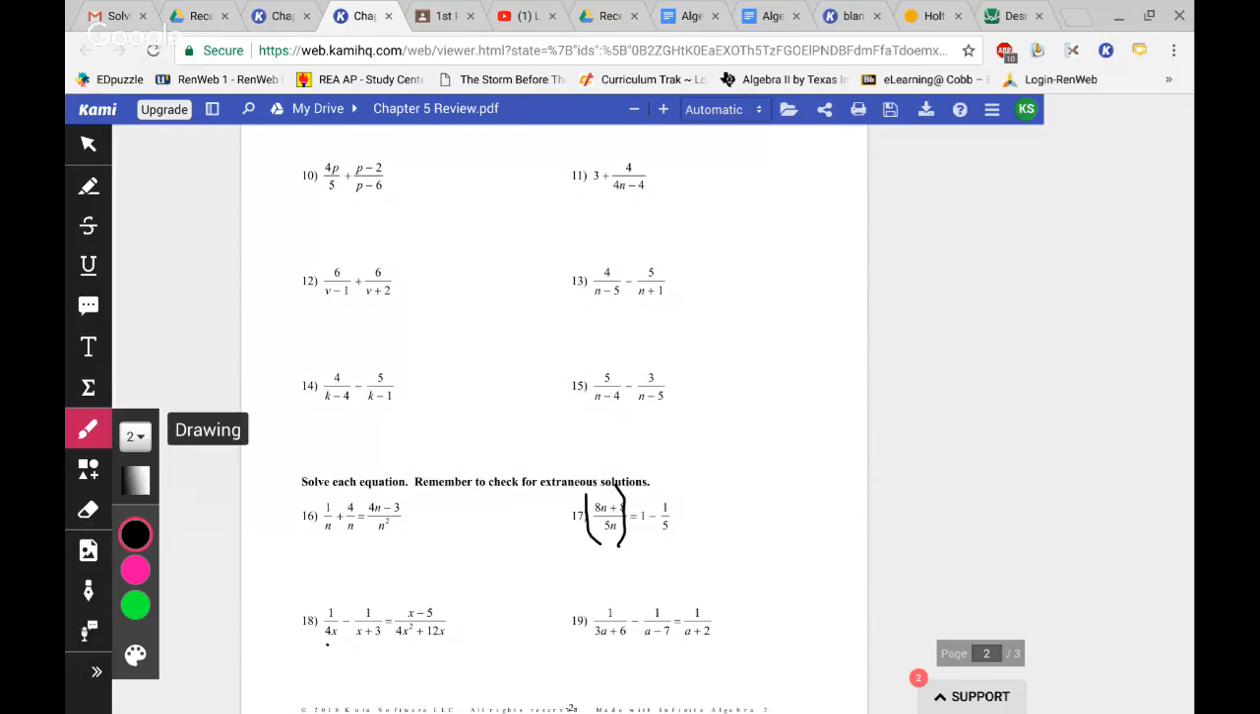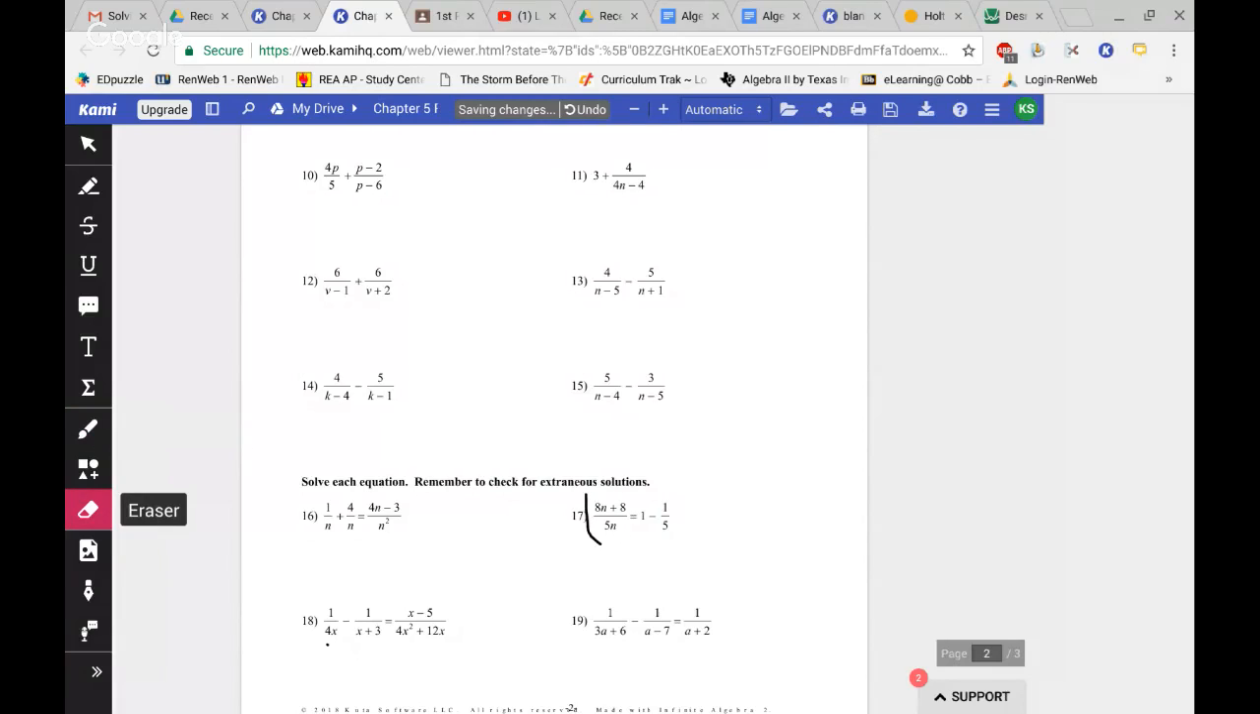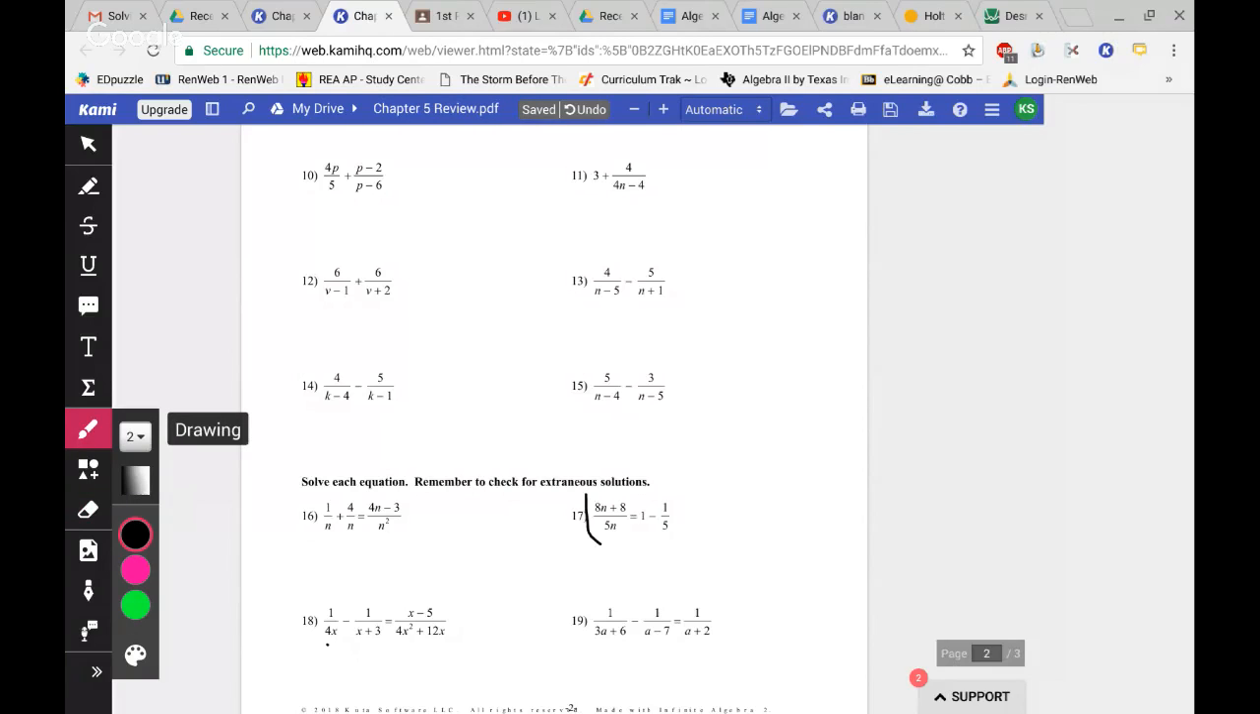Okay, so the common denominator is going to be 5n. So we'll multiply this side by 5n, and we'll multiply the other side by 5n. And we do this once again, just to reiterate, we're trying to eliminate the denominators, and you can do that by multiplying by the denominator, because then they cancel out. And this gives us a linear expression. A linear expression is just way easier to work with.